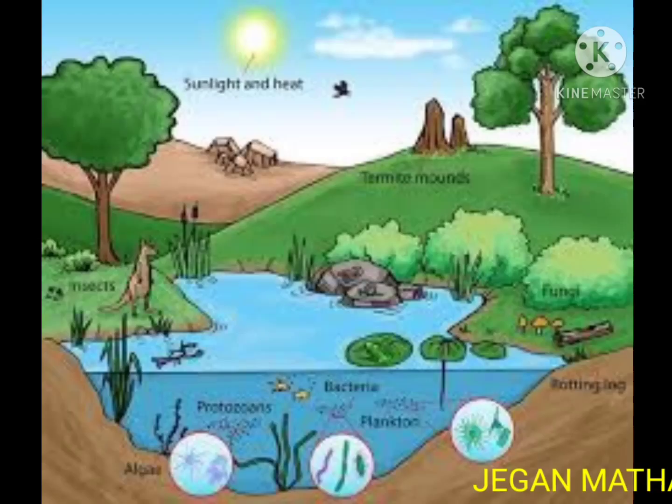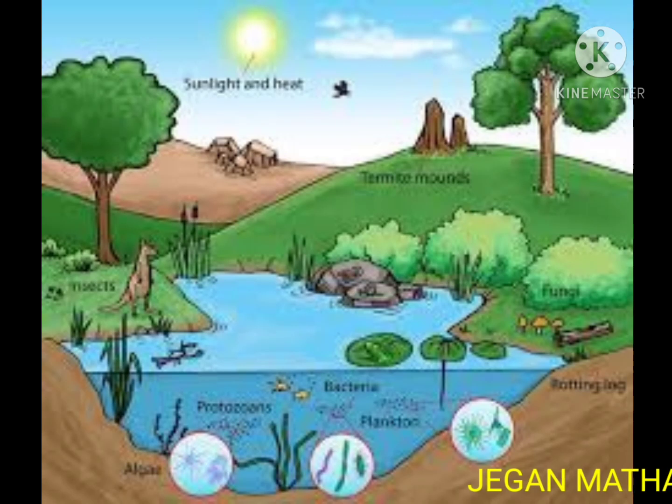In this chapter, in this lesson, we are going to see about our environment. The surroundings in which we live are called our environment, and it is divided into two main factors. One is biotic and another one is abiotic. Biotic includes all the living organisms, and abiotic includes all the non-living things in the surroundings.